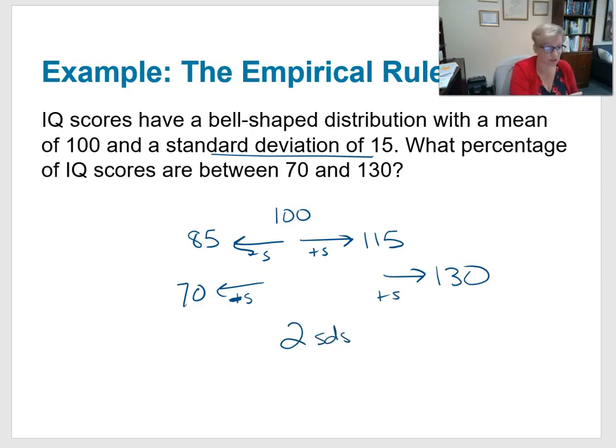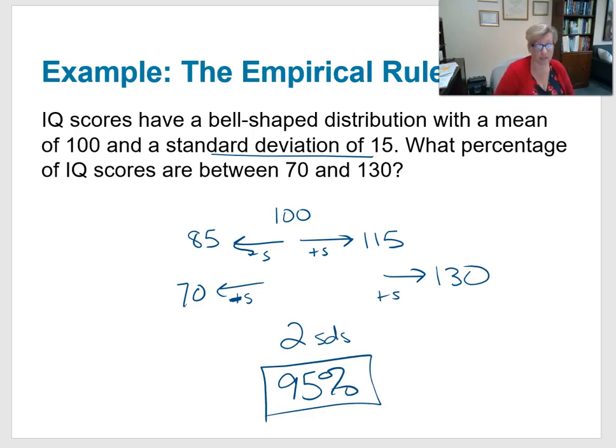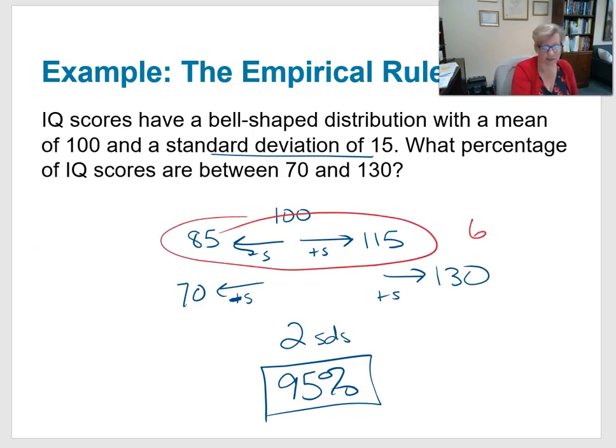From the last slide I showed you, we know that within 2 standard deviations, 95% of all the IQs will be between 70 and 130. So it's a very easy way to look at those rules. If they only wanted 85 to 115, that would be 68% of all the people having an IQ between 85 and 115. Those percentages will be very helpful to you in the future.